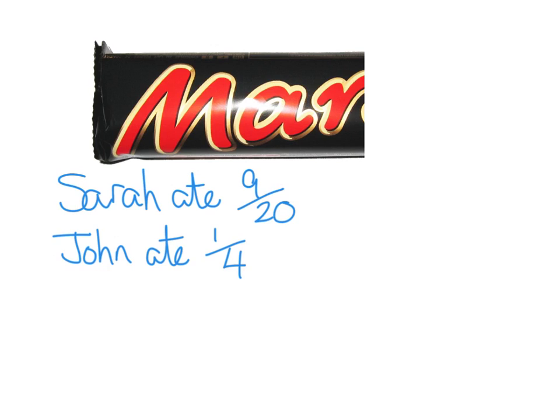So we know that Sarah ate 9/20 of the bar. That's just less than half. John ate 1/4 of the bar. Now, I need to know how much of the bar is left after both Sarah and John have eaten it. So what I'm going to do is convert my 1/4 into a common denominator here. So 1/4 equals 5 over 20. And now I can say that Sarah ate 9/20 and John ate 5/20.